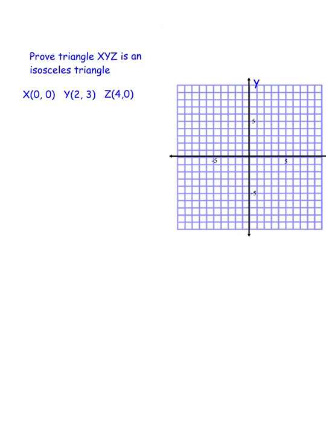Okay, the next one says prove triangle XYZ is an isosceles triangle. The first thing, isosceles means two congruent sides. So that means we're going to do three distances to show only two sides are congruent. Once again, I'm going to hit pause for a moment. I'll do the work and I'll come back and show you.